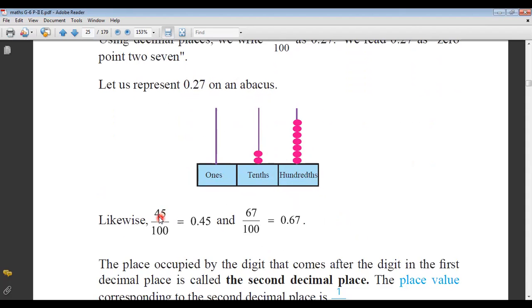Now how to write 45 out of 100 in decimal? There are two decimal places, so 45. Then put the point here, then 0.45. In the same way, this is 0.67.